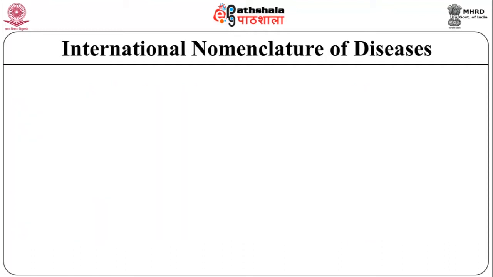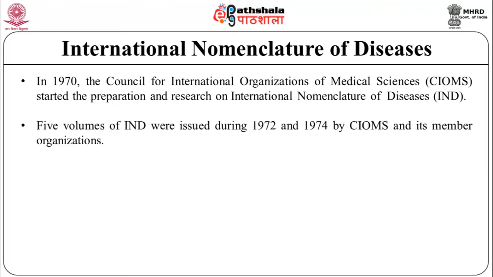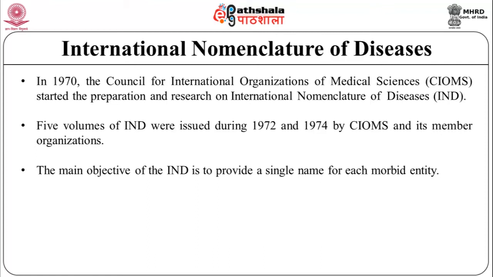International nomenclature of diseases. In 1970, the Council for International Organizations of Medical Sciences started the preparation and research on international nomenclature of diseases. 5 volumes of INT were issued during 1972 and 1974 by CIOMS and its member organizations. The main objective of the IND is to provide a single name for each morbid entity.